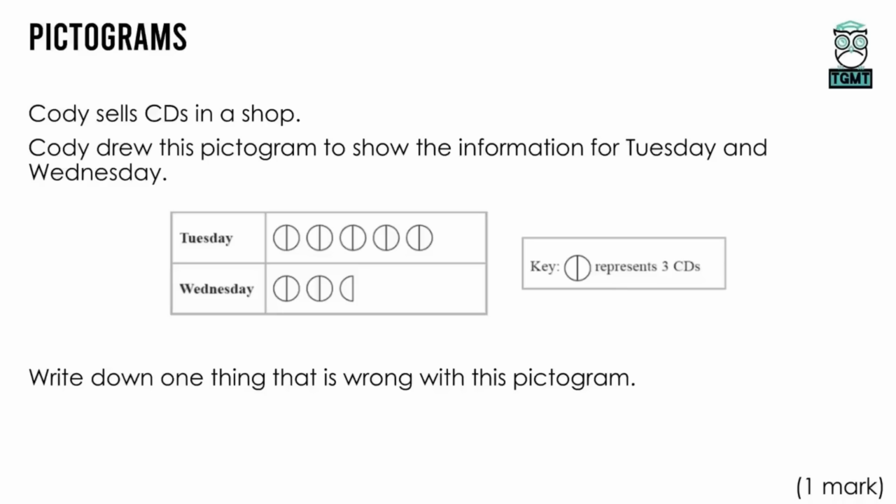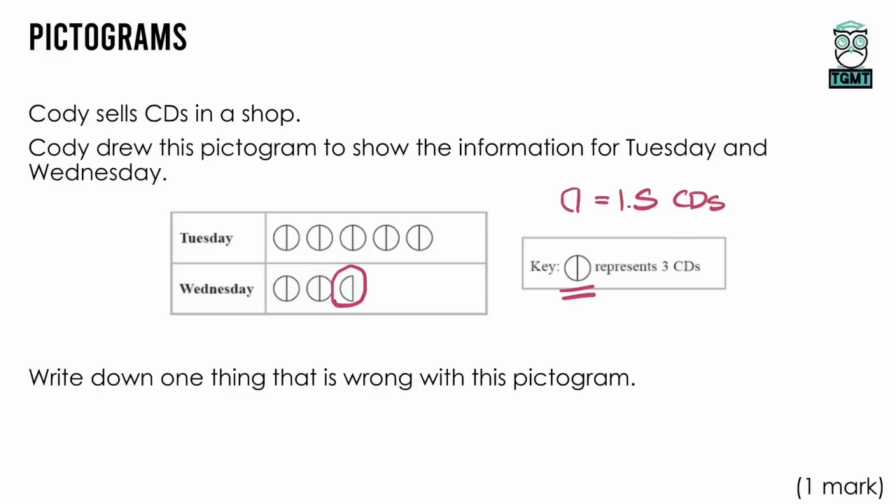So there must be something wrong with this key. Now over here we are allowed to use half of a circle. So what does that mean in terms of our key? Well, our key here says a full circle represents 3 CDs. Well, that would mean that half of a circle was equal to 1.5 CDs. Now that's impossible. You can't have 1.5 CDs unless of course you snapped one in half.